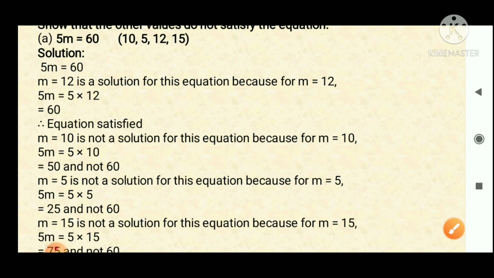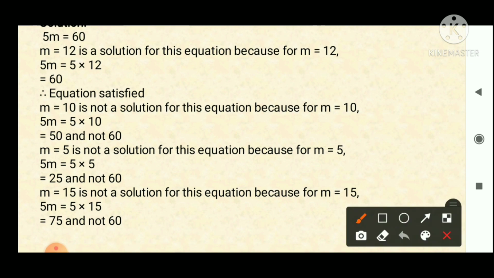In the same way, if we take the value of variable m is equal to 5, then 5 multiplied by 5, 5 fives are 25, which is not equal to the right hand side. So if we take the value of variable m is equal to 5, then the equation is not satisfied.